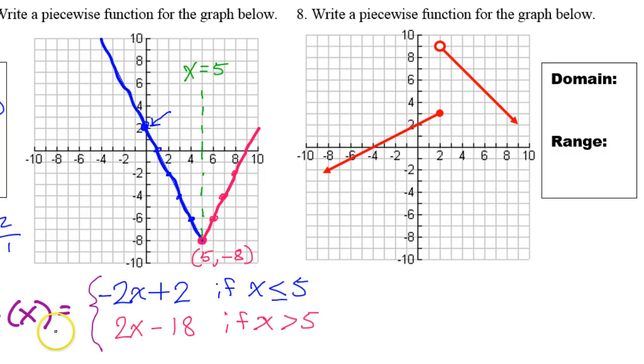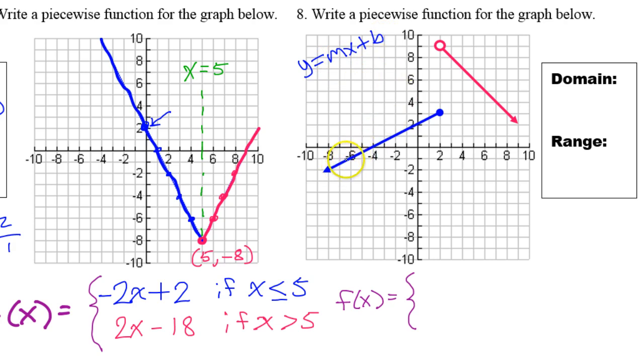All right, let me change the colors similar to what I did on number 7. All right, so again, we're going to start off with f of x equals, and we'll set up our braces. So I'm going to need an equation for the blue piece and an equation for the red piece. So I'm still thinking of y equals mx plus b. So I need my slope and my y-intercept.